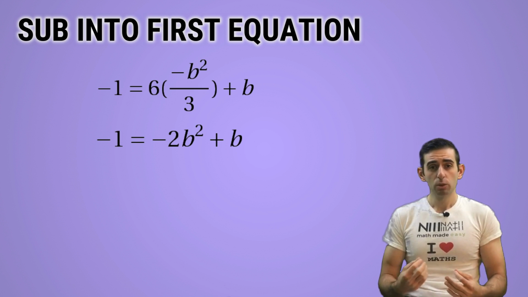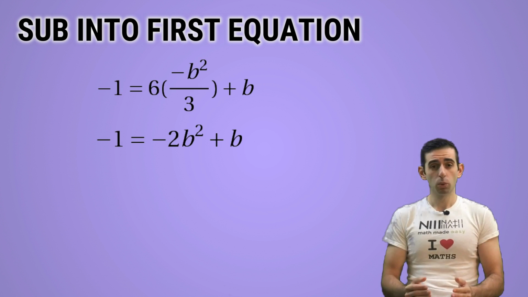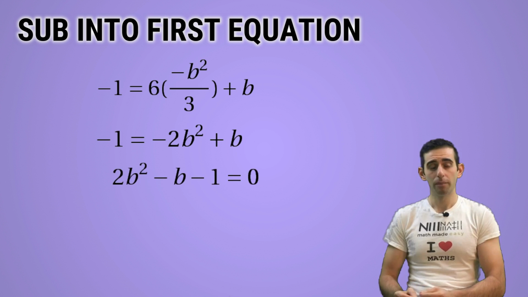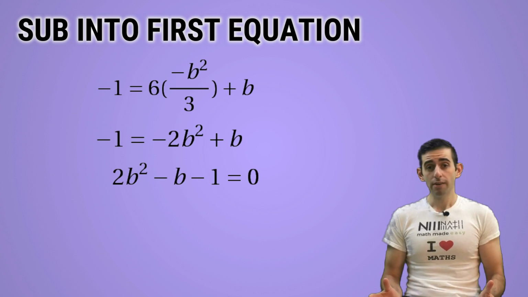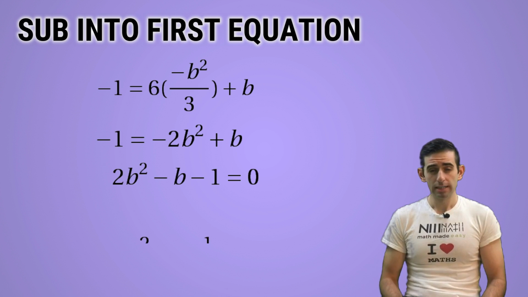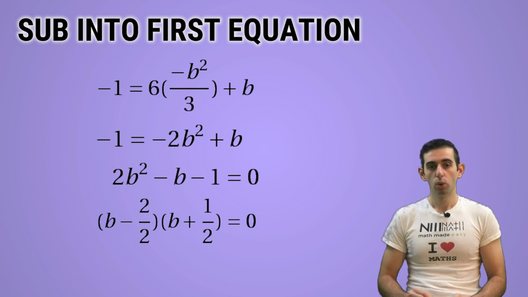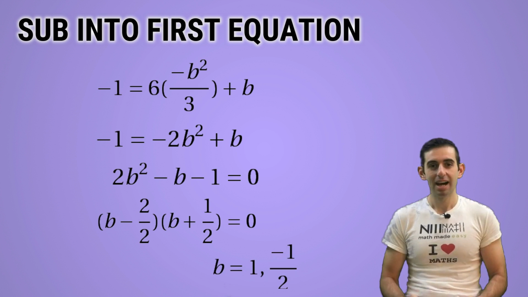So now that looks like a quadratic equation. All we have to do is rearrange it, put it in the standard form of a quadratic equation. Bring everything to one side and we get 2b² - b - 1 = 0. Now in order to solve for b, we will factorize it. I have a nice trick to factorize it, so I'm going to do it instantly. We get brackets (b - 2)/2 and (b + 1)/2 equals 0. So then we get b = 1 and b = -1/2.